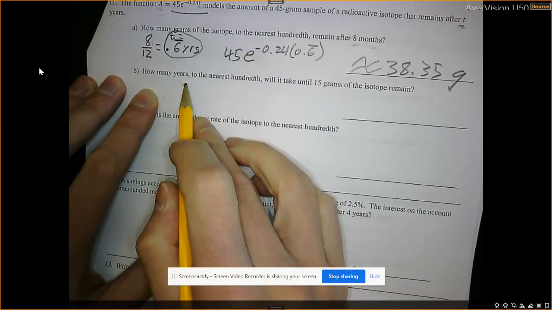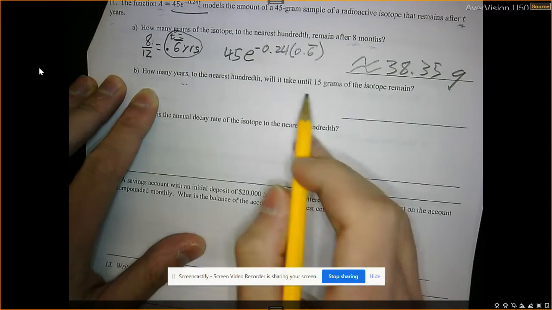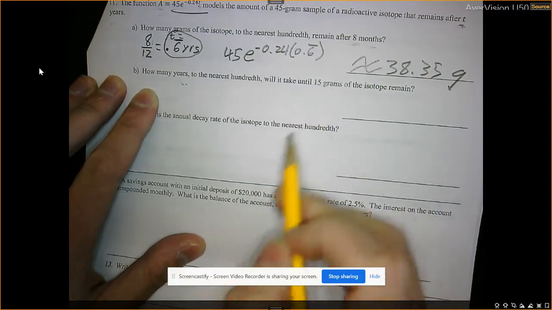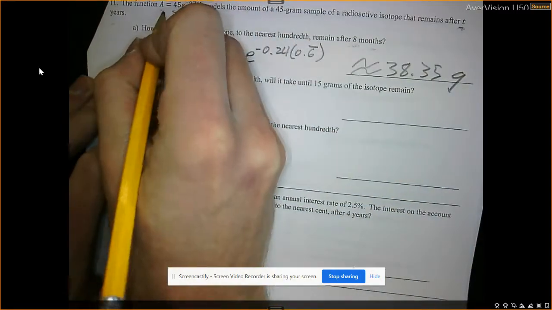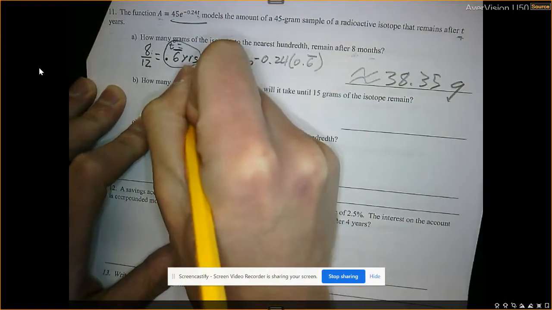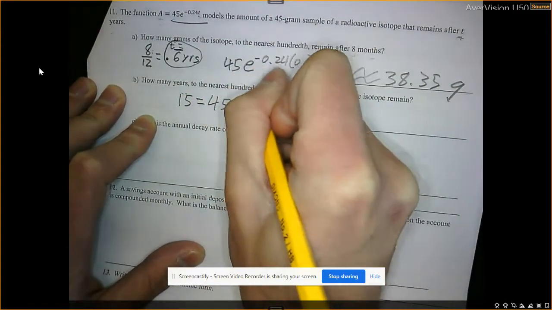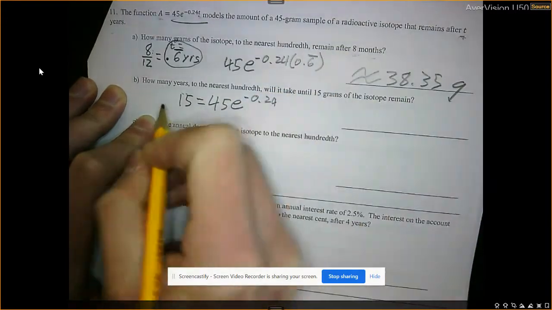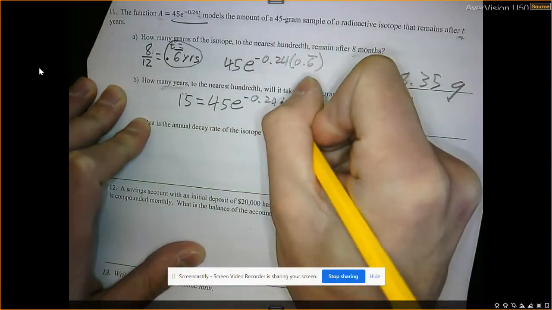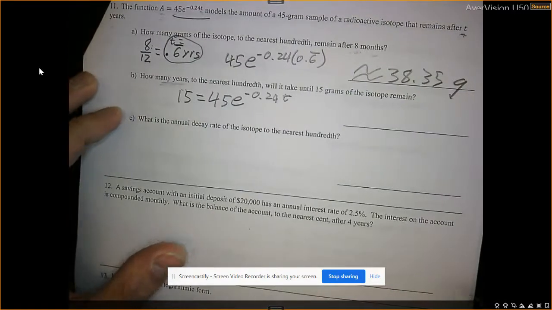Now going on here, it's saying how many years to the nearest hundredth. So now we don't know t, but it's saying if A is 15 grams. So now we're going back to our original equation. A is 15, and then we're filling in 45e to the negative 0.24 t, but we don't know what t is, so we are leaving t as t, and that's what we've got to find.